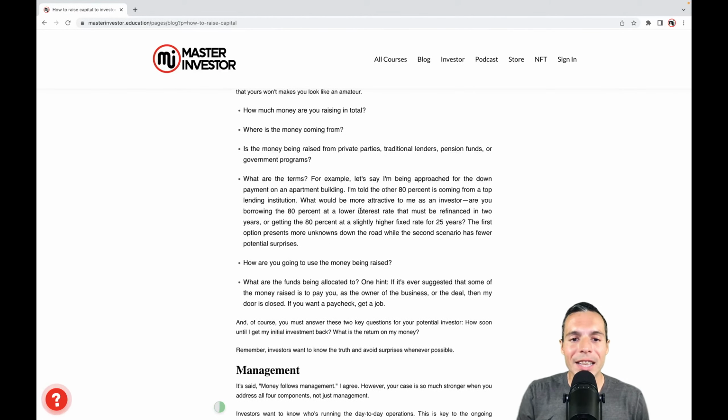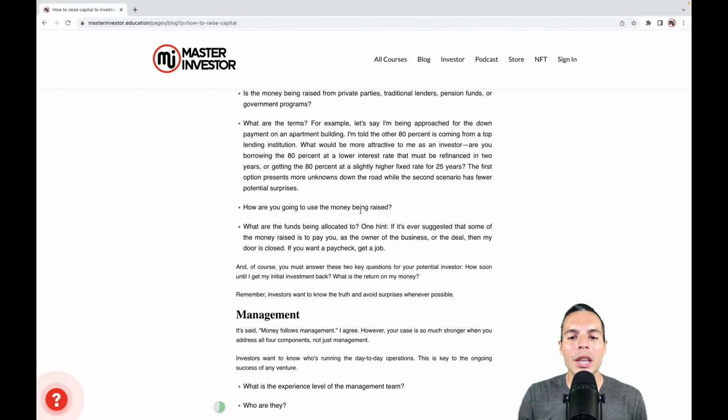How much money are you raising in total? Where is the money coming from? Is the money being raised from private parties, traditional lenders, pension funds, or government programs? What are the terms? For example, let's say I'm being approached for the down payment of an apartment building. I'm told that the other 80% is coming from a top lending institution. What would be more attractive to me as an investor? Are you borrowing the 80% at a lower interest rate that must be refinanced in 2 years, or getting the 80% at a slightly higher fixed rate for 25 years? The first option presents more unknowns down the road, while the second scenario has fewer potential surprises.